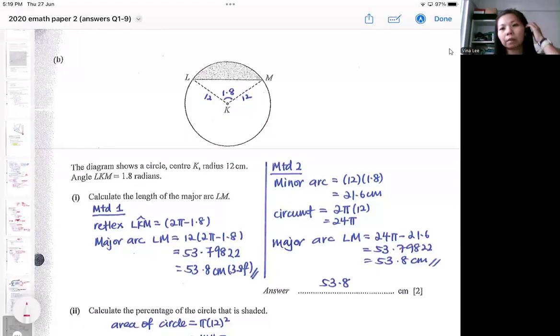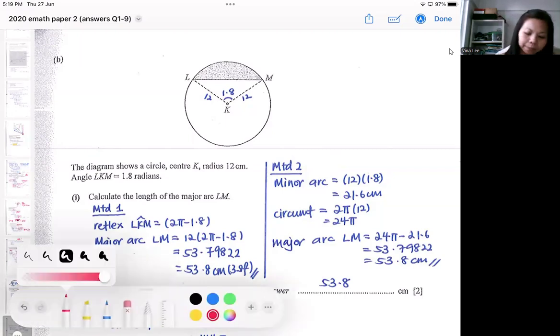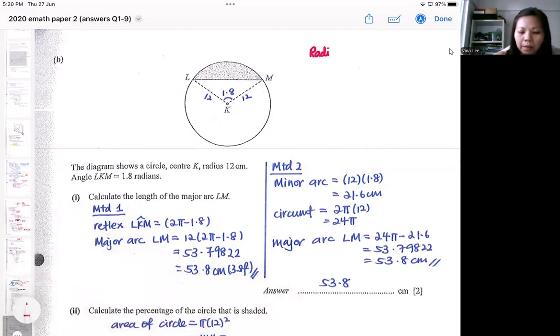Okay, so for 6B, it's solely tested on the arc length and sector, which a lot of people seem mentally stuck at. The formula is very limited. If it's in radian format, the formula for arc length is r theta. Area of sector is half r squared theta.